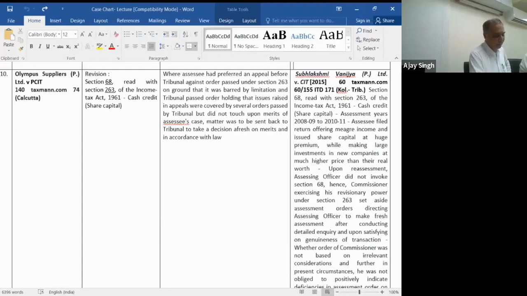the ITAT, and the ITAT had not touched upon the merits of the case of the assessee, and therefore it was required that this matter should be set aside, remanded back to the honorable tribunal to decide the case on merits, and therefore this whole matter was set aside.